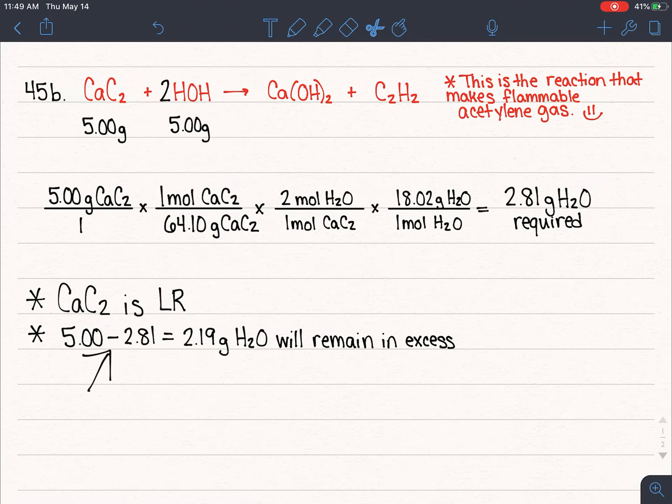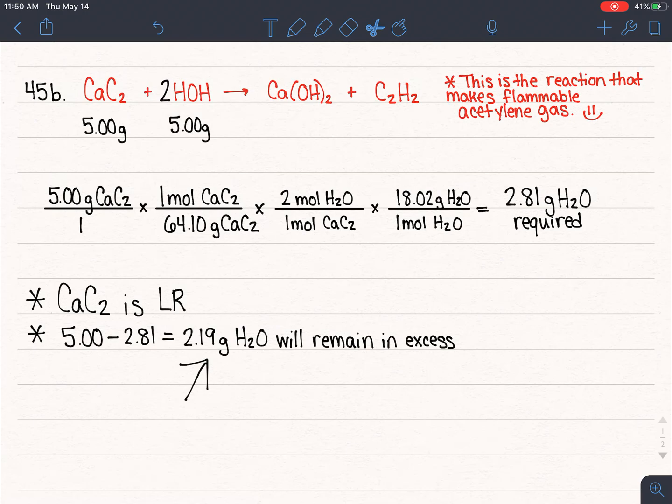And then the second part of the question is asking how much of the excess reactant will remain. So again, in the previous video, we talked a little bit about how to do this. You just take the 5 grams minus the grams of water that would be required, which was 2.81. The answer that you will get is how much will be left over. So 2.19 grams of water will remain in excess.